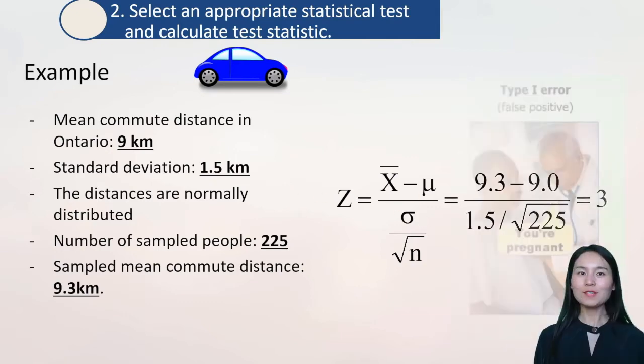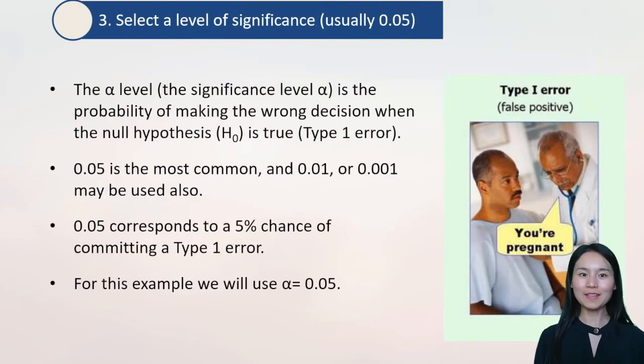Next step is to choose a level of significance. The level of significance, alpha, is the probability of making the wrong decision when the null hypothesis is true. So it is a type 1 error. The most commonly used level of significance is 0.05, but sometimes we may also use 0.01 or 0.001. It depends on your question.